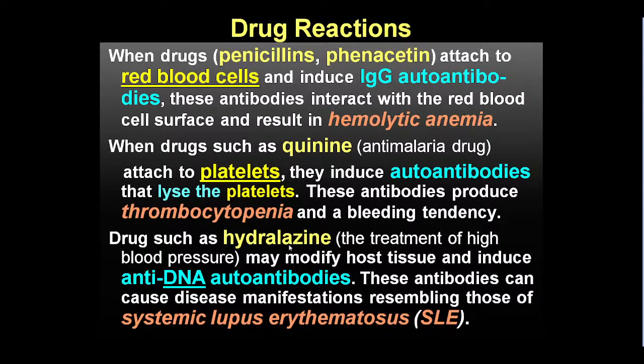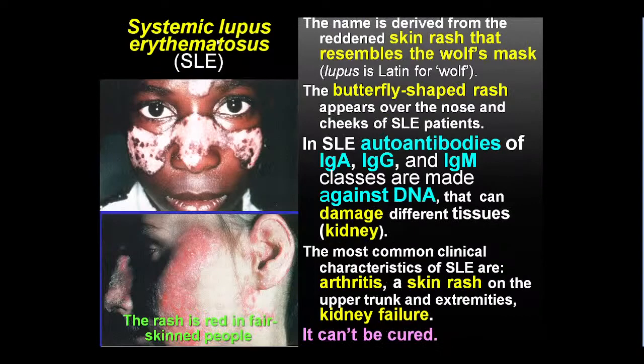Other drugs, such as hydralazine, the drug used to treat hypertension, may modify host tissues and induce synthesis of anti-DNA autoantibodies. Anti-DNA autoantibodies cause the symptoms of such a disease as systemic lupus erythematosus. Systemic lupus erythematosus is a disease that may be caused by the presence of autoantibodies of immunoglobulin A, immunoglobulin G, and immunoglobulin M against the deoxyribonucleic acid of the patient. In black skin patients, typical depigmentation and inflammation happen on the face, and the shape of this inflammatory zone of the skin rash resembles a wolf's mask.